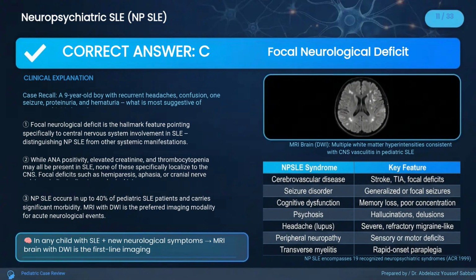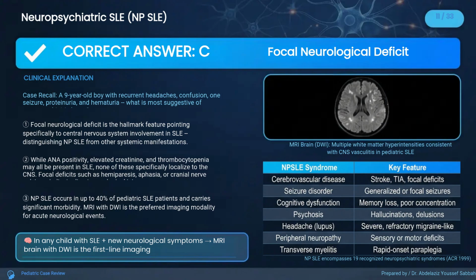The correct answer is option C, focal neurological deficit. Focal neurological deficit is the hallmark feature pointing specifically to central nervous system involvement in lupus, distinguishing neuropsychiatric lupus from other systemic manifestations. While antinuclear antibody positivity, elevated creatinine, and thrombocytopenia may all be present in lupus, none of these specifically localize to the central nervous system. Focal deficits such as hemiparesis, aphasia, or cranial nerve palsies indicate direct neurological injury.